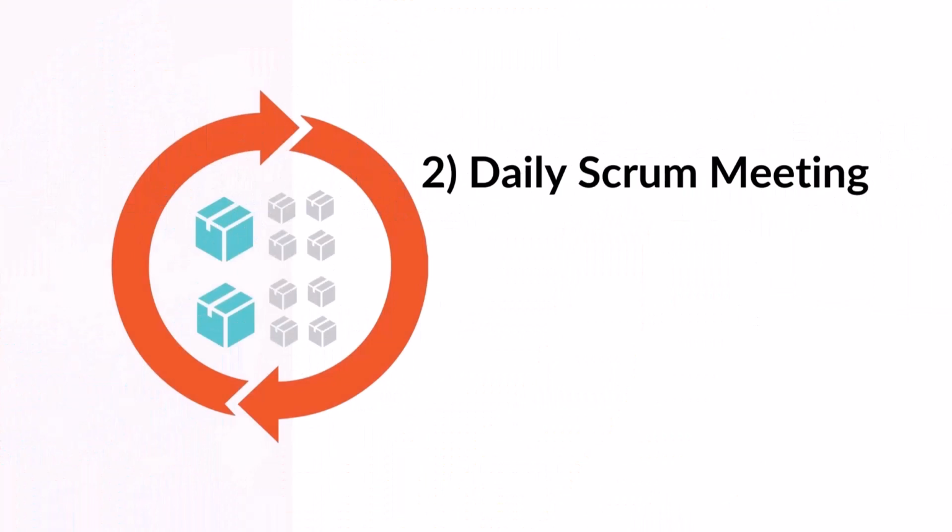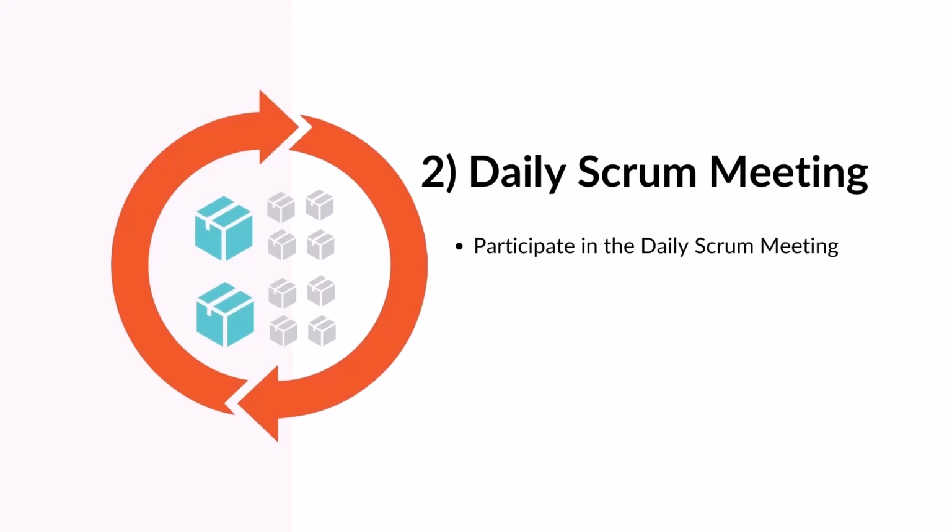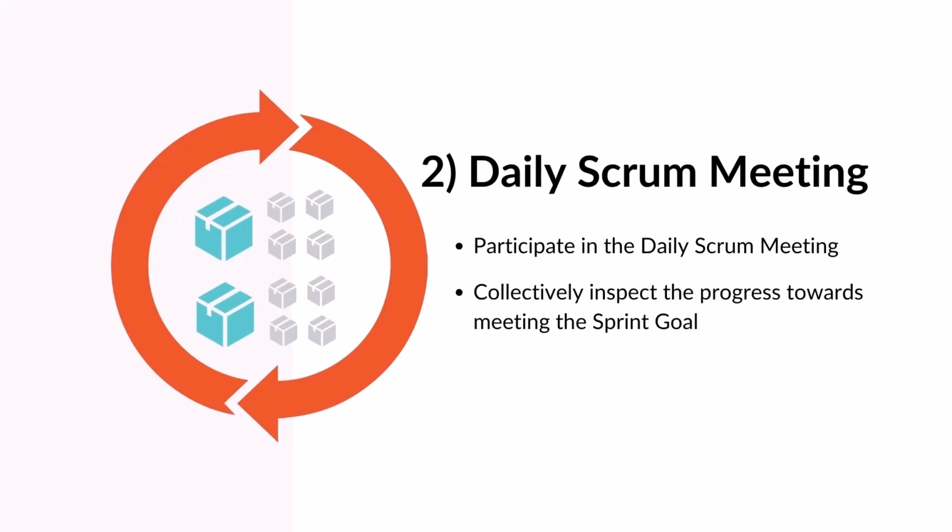Secondly, they inspect and adapt each day to meet sprint goals. One of the critical strengths of the Scrum model is its agility and ability to adapt daily. The Scrum team participates in the daily Scrum meeting, where they collectively inspect the progress towards meeting the sprint goal. Based on the progress, they adapt the plan for the day, and it allows them to ensure there are no surprises towards the end of the sprint.